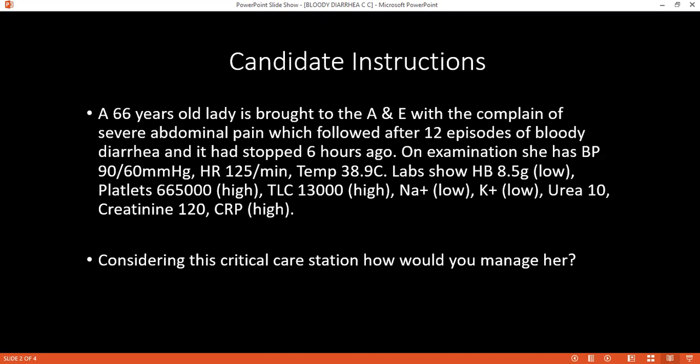But then if you do the ABG of this patient, what should you expect to see as the result? In this patient, I'll see the metabolic acidosis. Okay, good. Very good. Well, that's fine. Thank you. Thank you, ma'am.